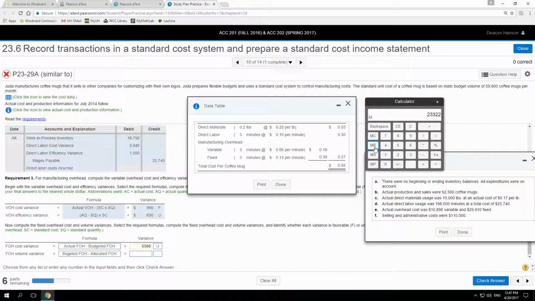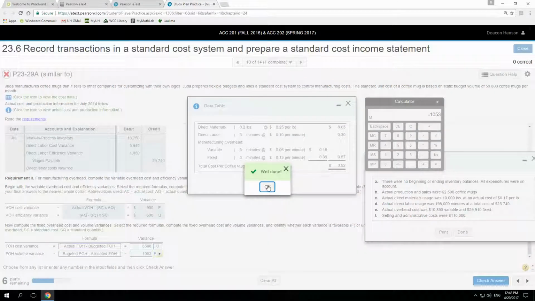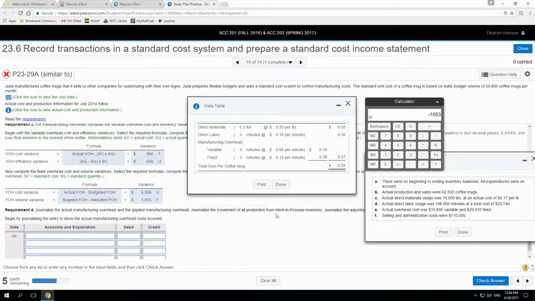And our budgeted was 23,322. So again, we have a difference of 1053. Okay. And we can call that one favorable. Let's see. Yeah, we'll call that one favorable.